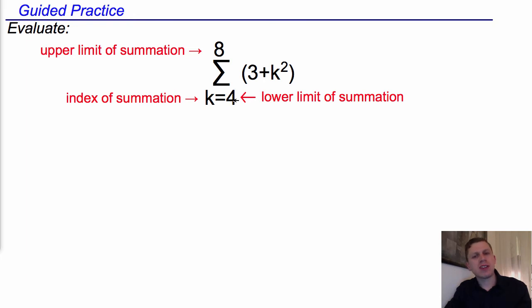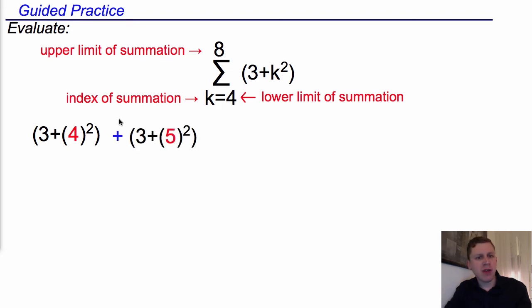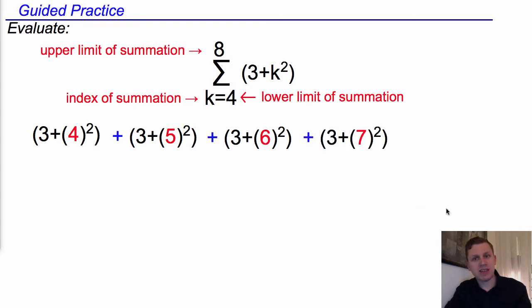So to evaluate this expression, the first thing I want to do is plug in 4. So I'll have 3 plus 4 squared. The next number I want to plug in after 4 is 5. So the next piece will say 3 plus 5 squared. Because I'm eventually going to add all of these terms, since it's a series and not a sequence, I'll be using plus signs in between. I plugged in 4, I plugged in 5. The next number is 6. This will say 3 plus 6 squared. After 6, the next number is 7. This will say 3 plus 7 squared. And then the last number I'm going to plug in is 8, because that's the upper limit, so that's where I should stop. Now all I have to do is evaluate all of these pieces.